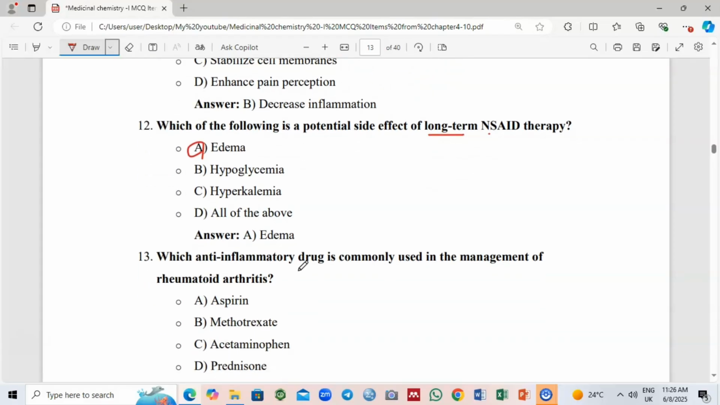Which anti-inflammatory drug is commonly used for treatment of rheumatoid arthritis? A. Aspirin. B. Methotrexate. C. Acetaminophen or paracetamol. D. Prednisolone. The one mainly used for management of rheumatoid arthritis, a disease that can be treated by this class of drug, is methotrexate.